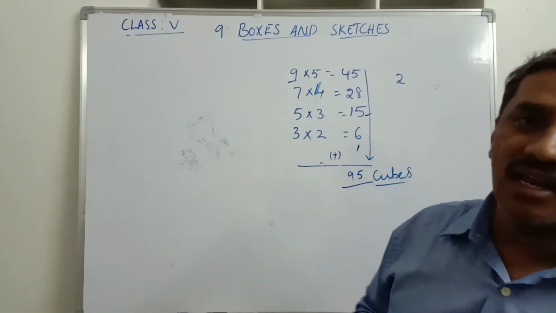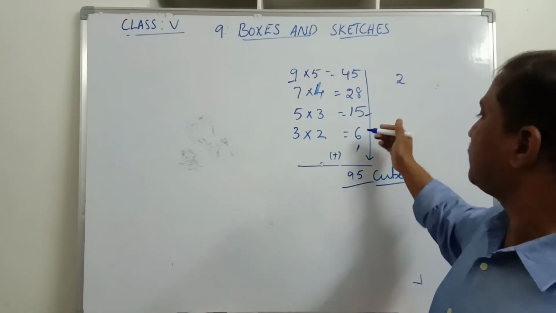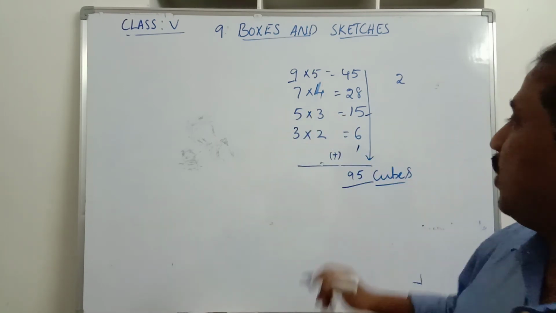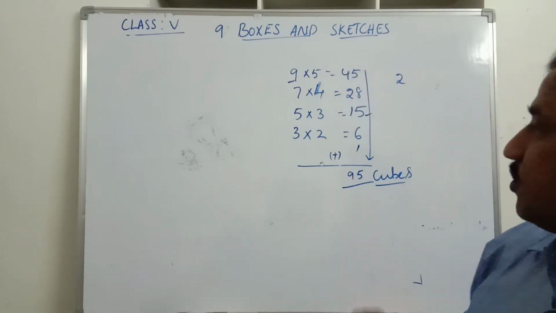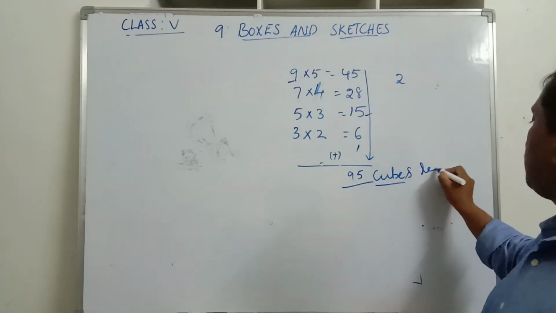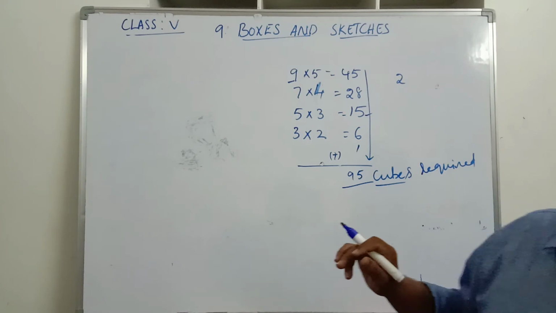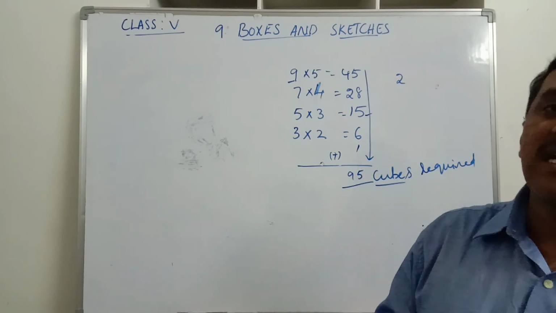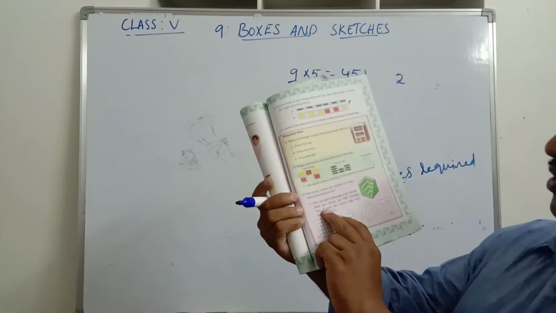Then we have 3 cubes in each layer and 2 layers. 3 into 2 is 6. Last we have only 1 cube. By adding all this we get 95 cubes. So how many cubes do we require? 95 cubes are required to make that model. Now you see the second question.